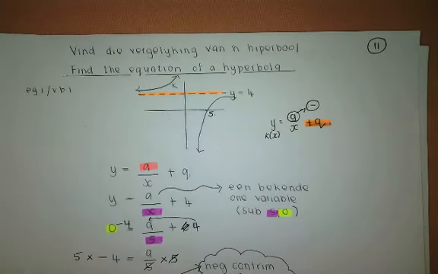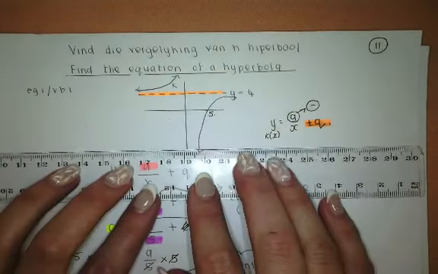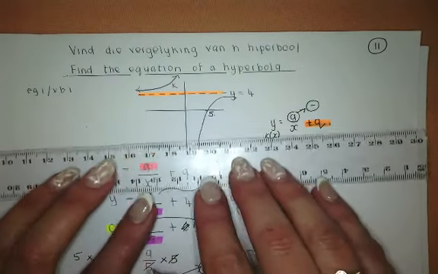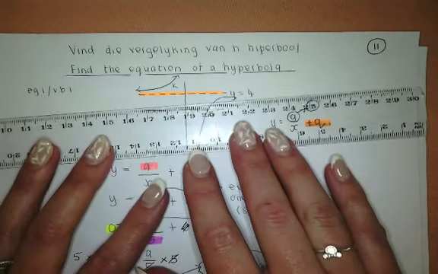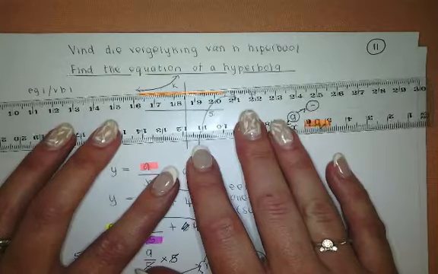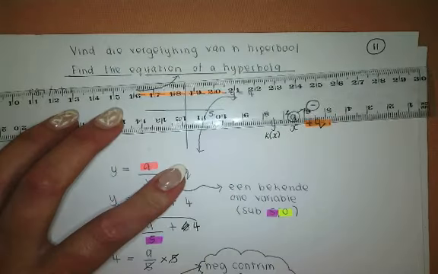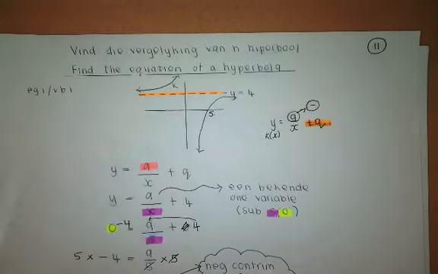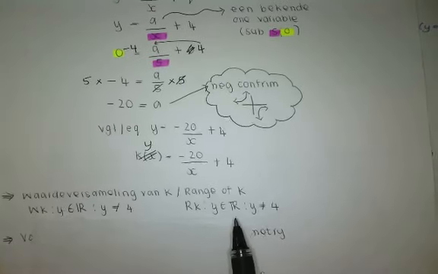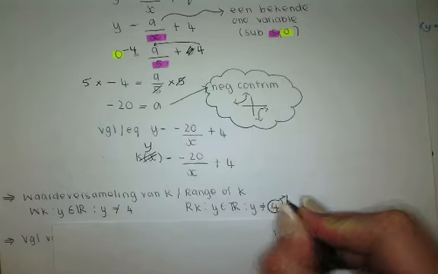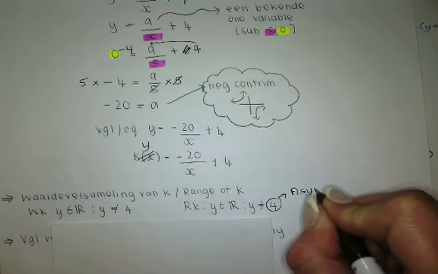Now range, we're looking at the y value. So you place your ruler on the y-axis. Do you see this arrow is telling me we're going to negative infinity? So this goes all real numbers up to my asymptote. And then I jump over the asymptote and my graph continues. So my range for k is going to be y is an element of real numbers, but y cannot equal 4. This 4 is your asymptote.